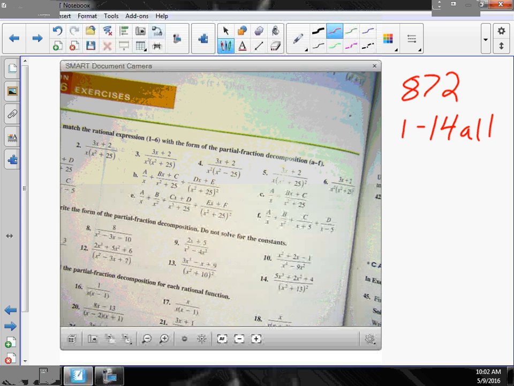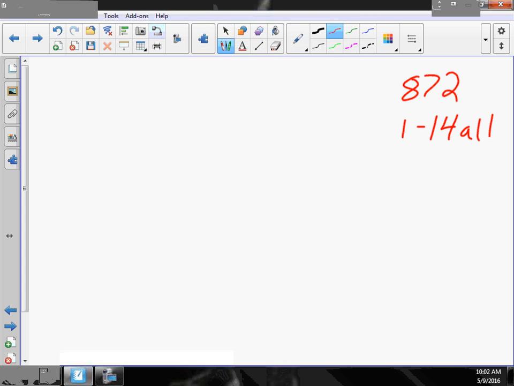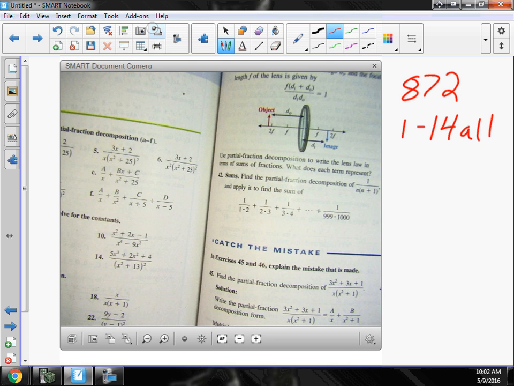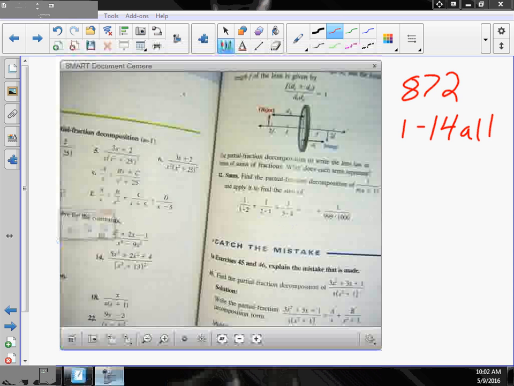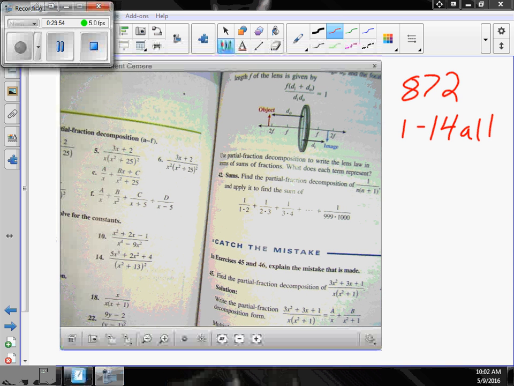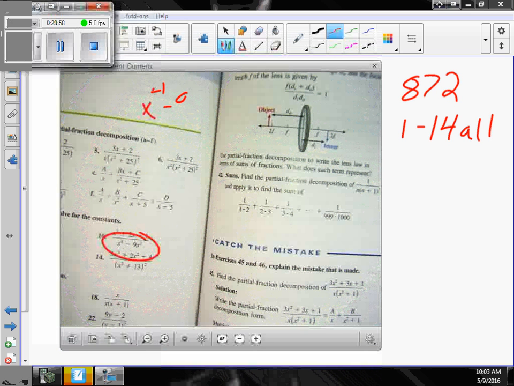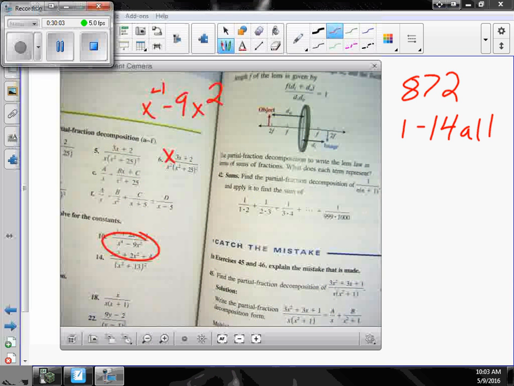So let's do an odd one, or an even one. Let's do 10. Look at number 10. All we care about is the denominator: x to the fourth minus 9x squared. Does that factor? It's x squared times x squared minus 9.